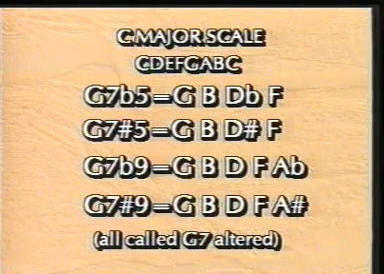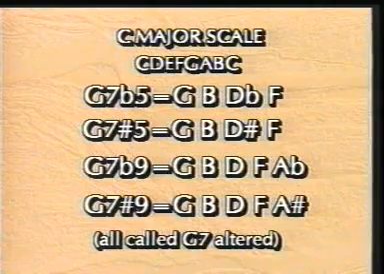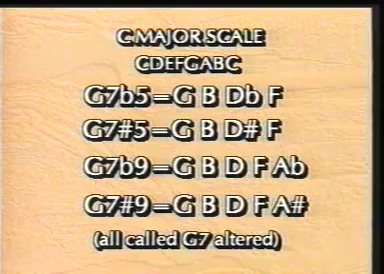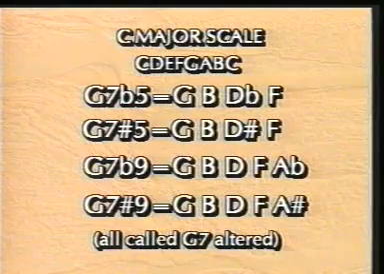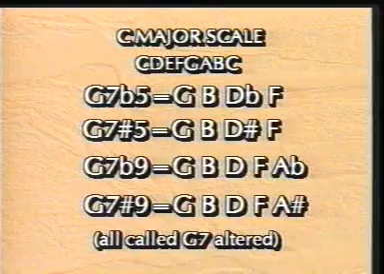G7 becomes G7 flat 5, that's got a D flat in it. It can be G7 sharp 5 with a D sharp in it. G7 flat 9, G7 sharp 9, any mixtures of sharp 9s and flat 5s can be used. For simplicity, most players use one name for them all, G7 altered.